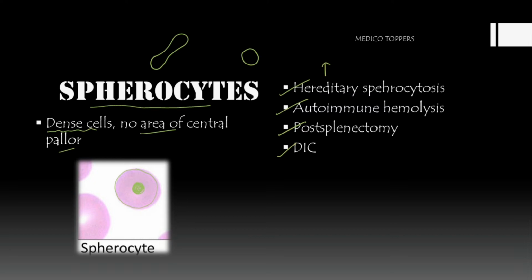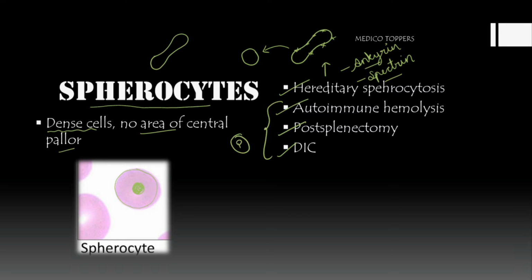So in hereditary spherocytosis, there is a problem in the proteins in the membrane of the RBC. There are membrane proteins which maintain the RBC in dumbbell shape. For example, in hereditary spherocytosis, there will be a problem in ankyrin and spectrin, which are present in the membrane of the RBC. Because of the defect in these membrane proteins, the RBC loses its shape and becomes spherical. Okay, and then autoimmune hemolysis, sure. And then post-splenectomy and DIC, these are all the pathological conditions which lead to the formation of spherocytes.